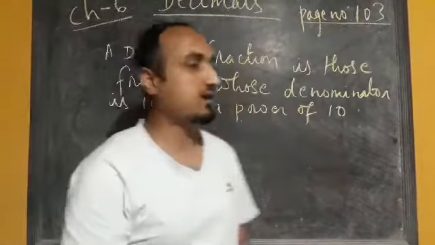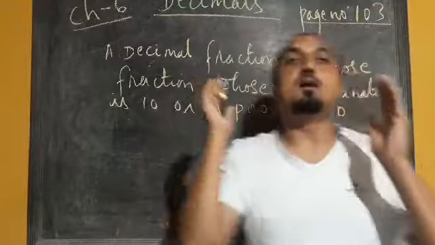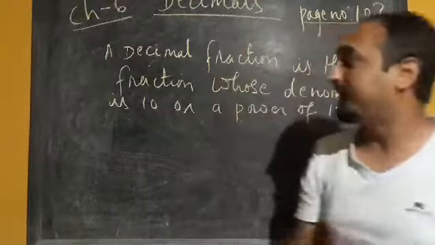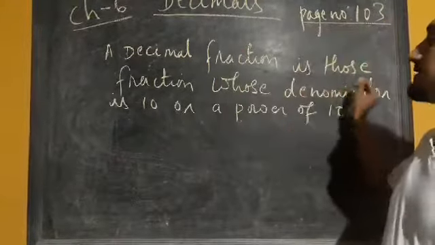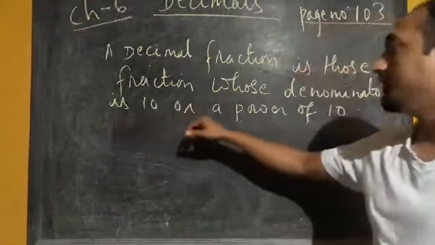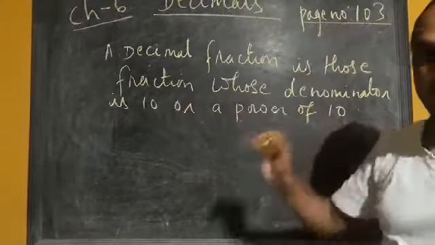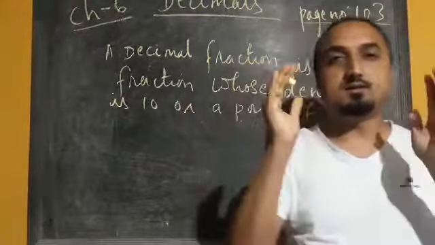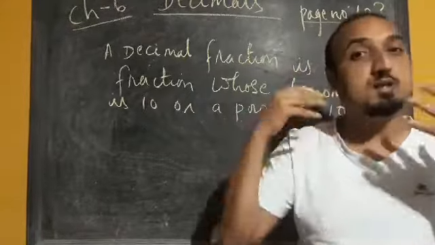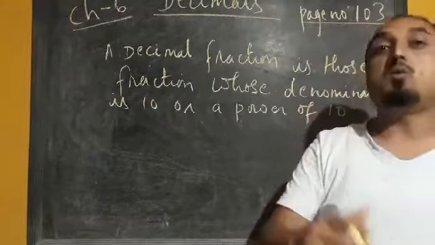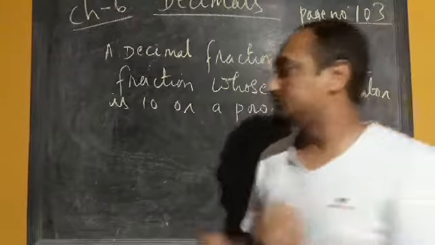Okay, so the definition is, what is a decimal fraction? A decimal fraction is that fraction whose denominator is 10 or a power of 10. Now I will explain what is denominator 10, what is the meaning of that, what is a power of 10.